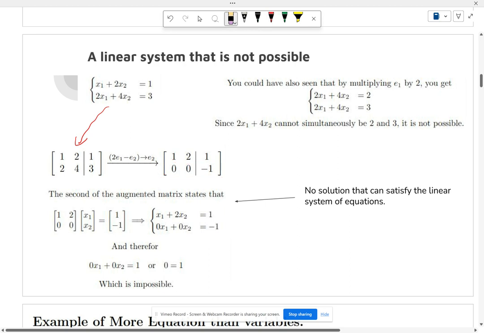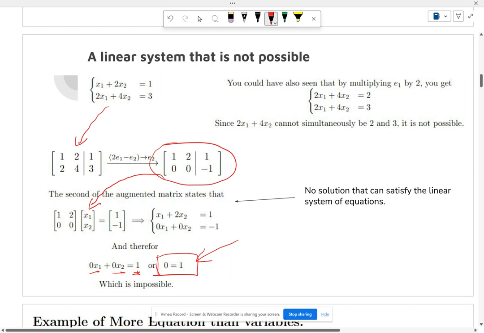If you convert this back into an equation, the equation will look like this. What's happening is that it's saying 0x1 plus 0x2 is equal to 1. Or it's saying that 0 is equal to 1, which is a contradiction. So this is not possible.